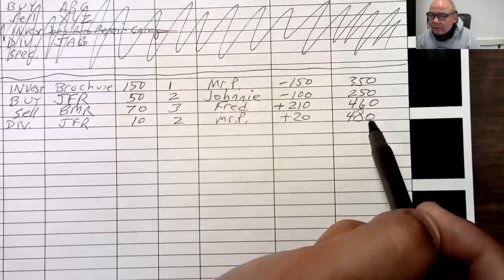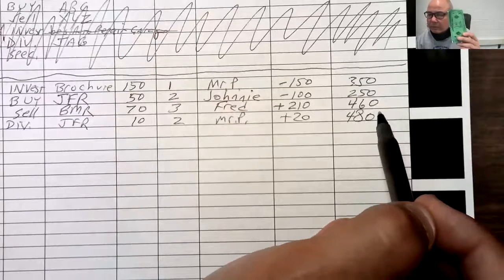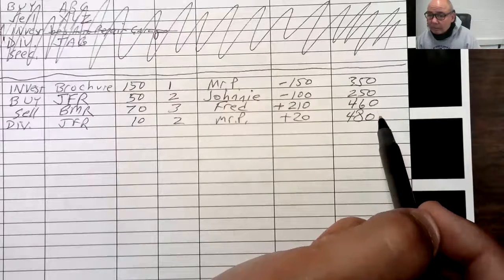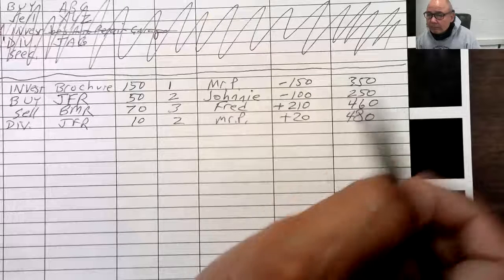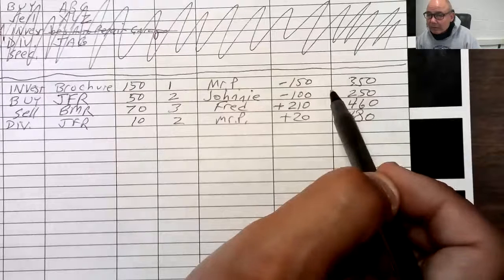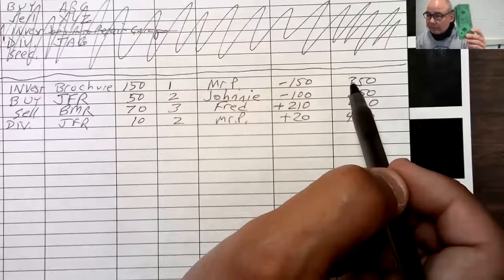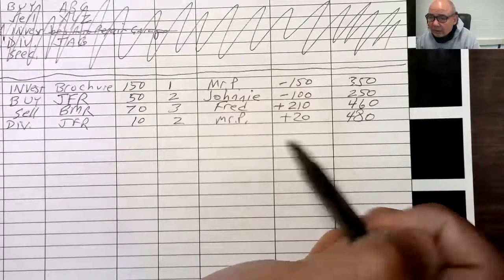If it says you're supposed to have 480 and you actually have 500 or 460 or something different, then you've got a problem. Either it's a math problem, a transaction record problem, or you lost or misplaced money. These two have to match: your transaction record and your cash.